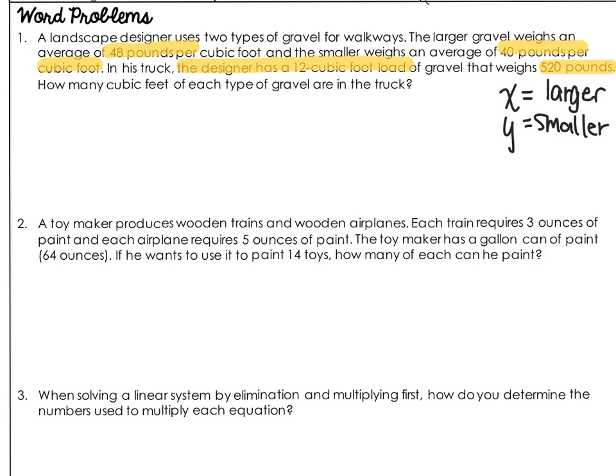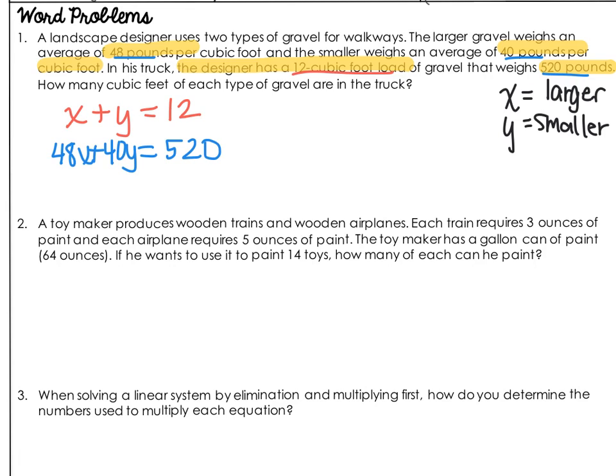All right, so our first equation is the amount. So the designer has 12 cubic feet. So x plus y, large plus small, totals 12 cubic feet. And then the second is about the weight. 48 pounds for the larger, 40 pounds for the smaller, and the total, there it is, 520 pounds. So 48x plus 40y equals 520.